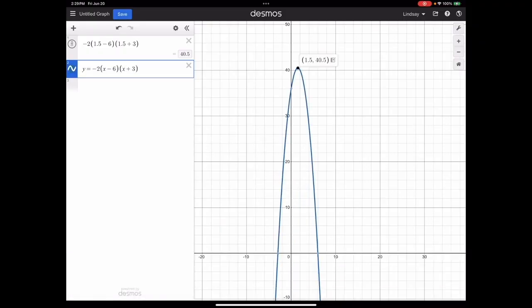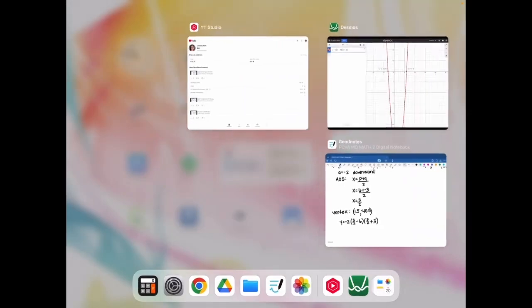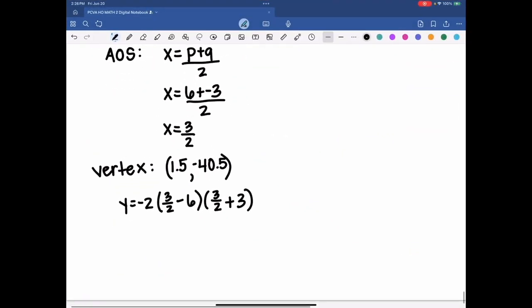And I can see that my vertex is located at positive 1.5 and 40.5. The main thing that the vertex form is going to tell us is the solutions are the x-intercepts. The reason that's going to work is when we get to solutions, we can take the factors of any quadratic and set them equal to 0 and find the solutions. And again, we're going to go into more detail about that later.